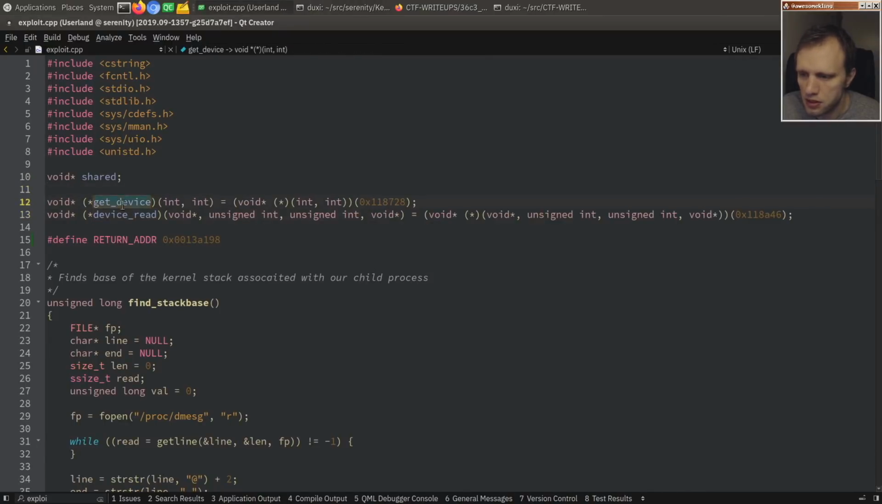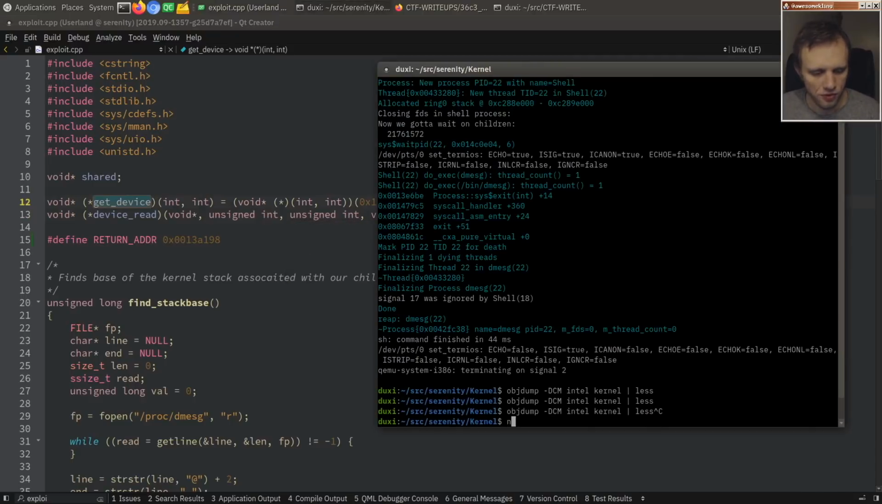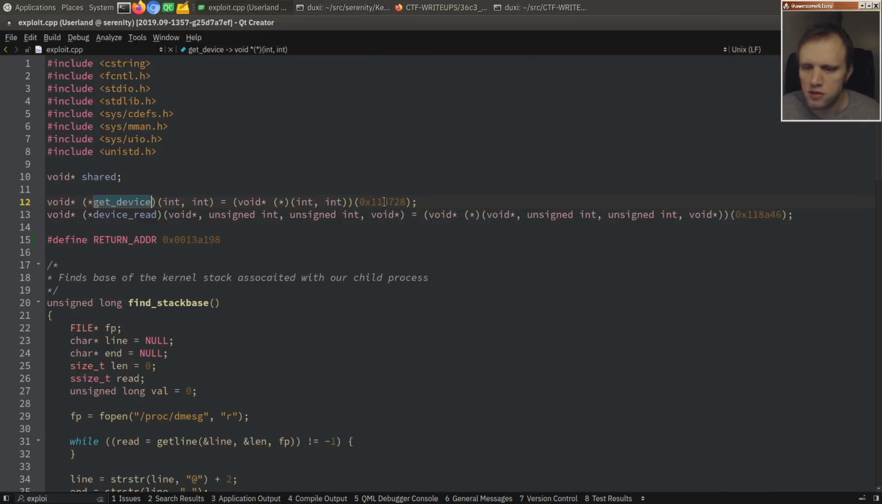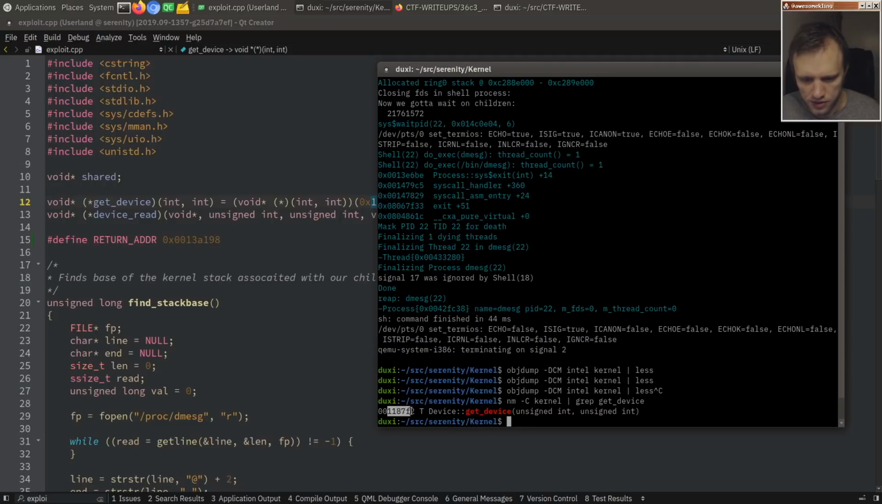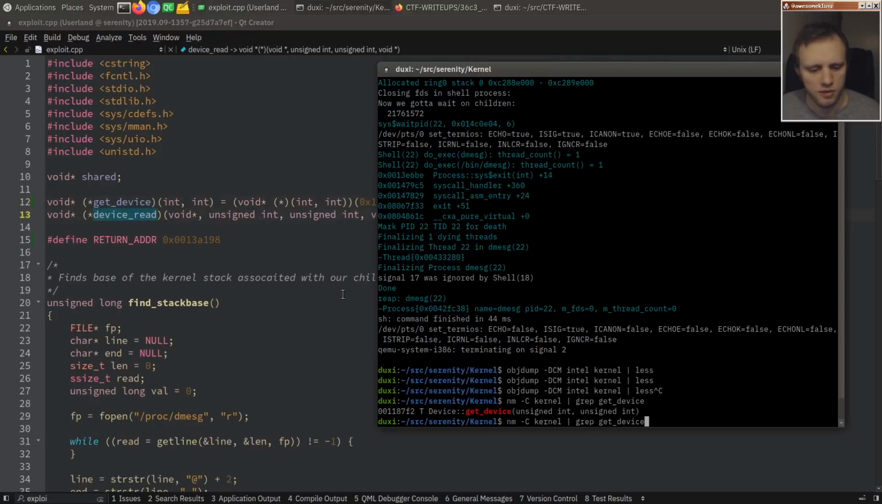This is supposed to be, what is it called? Get device, I guess. It's this one. Yeah. So he wants to call this function, so we'll just paste this here. Oh, it's almost the same address, but not quite. And then the other one he wants is reading from a disk device. So disk device read.